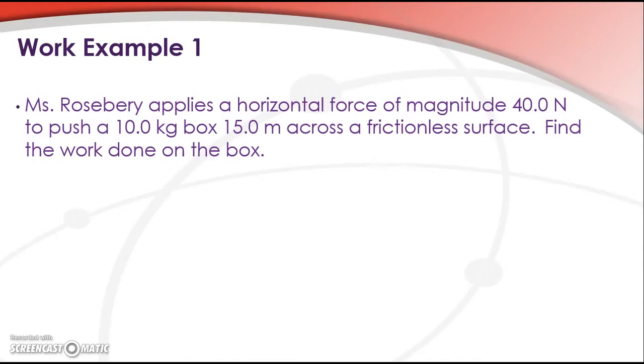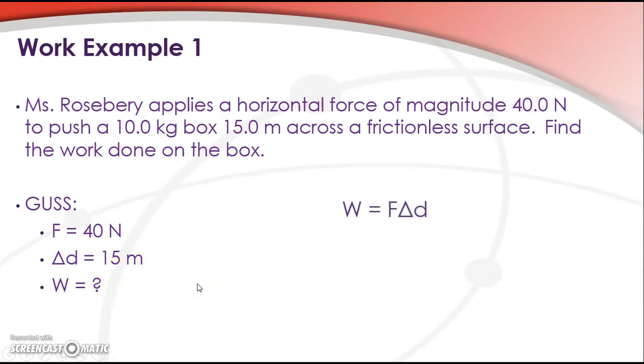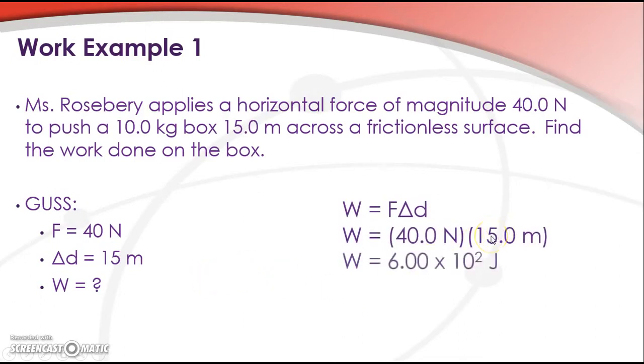So we apply a horizontal force of magnitude 40 newtons to push a 10 kilogram box 15 meters across a frictionless surface. We sure love our frictionless surfaces in this course. So we want to find the work done on the box. Really pretty straightforward. So our givens: force equals 40 newtons. The distance is 15 meters. And the work is equal to force times change in distance, or 40 newtons times 15 meters, or 600 joules.